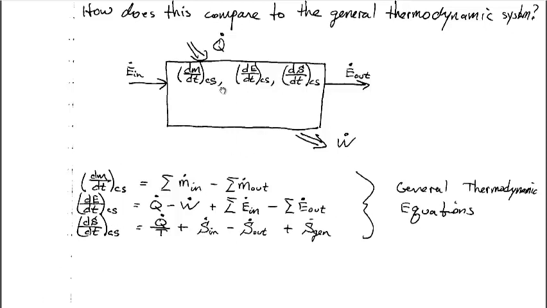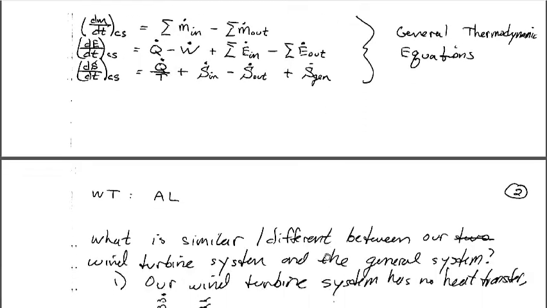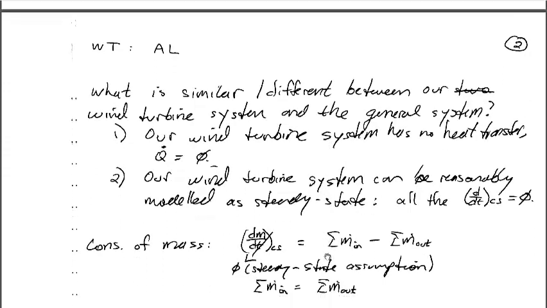How do we fit our windmill system into this general construction that we have of thermodynamics? Well, let's figure out what's similar and different between our wind turbine system and our general system. The first thing that we recognize is that our wind turbine system has no heat transfer, right? We didn't write any Q dot terms. There's no exchange of thermal energy between the control system and the surroundings.